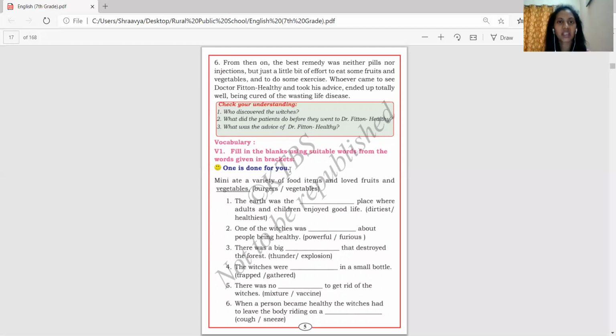Dirty means wherever there is garbage. Okay? The earth is not that, it's a healthy place. One of the witches was dash about people being healthy. Powerful or was she furious? What's the new word we learned today? We learned furious. So that is the answer, being very angry. Right? Okay. So I have helped you with 2.